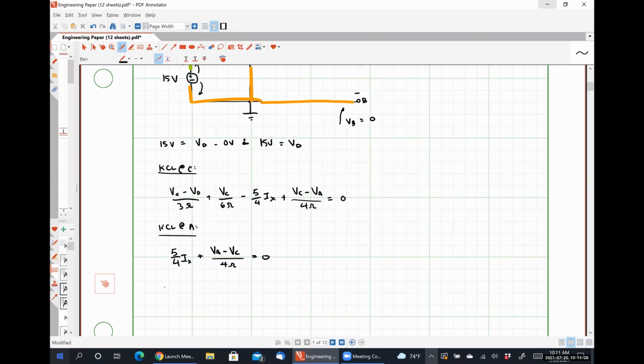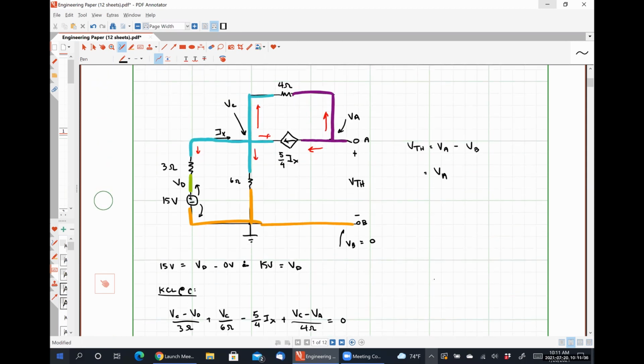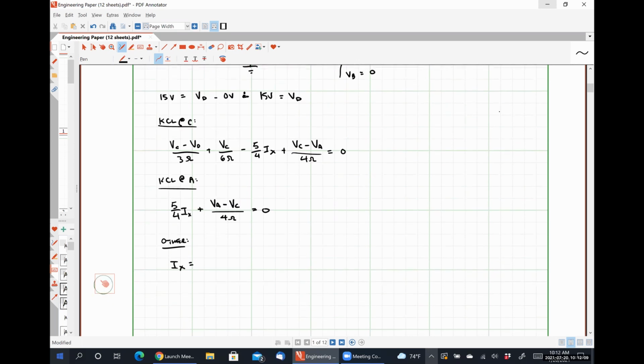And now we have to write our other equation where we express IX in terms of our nodal voltages. So IX, as it's shown in the circuit diagram, is the current that's flowing through a short circuit. But another way to think about it is that it's flowing from node D to node C through that 3 ohm resistor. So I could write an equation for IX that is simply VD minus VC over 3 ohms, or 15 volts minus VC over 3 ohms. So I'm going to sub in 15 volts right here as well.